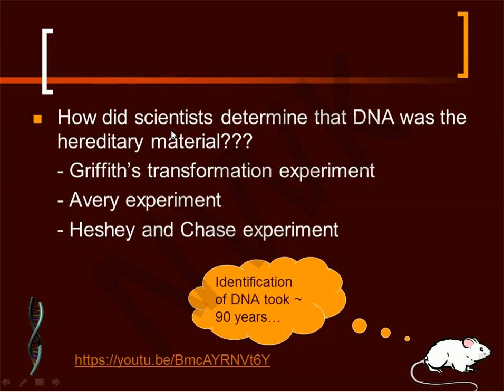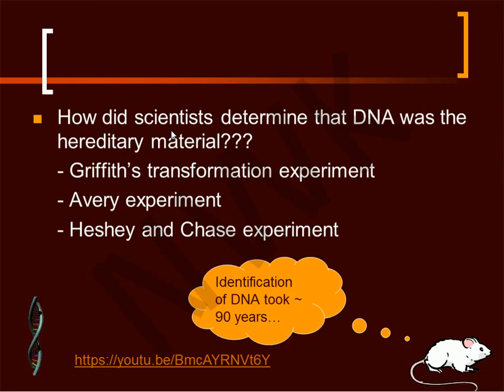In fact, a long time ago, scientists did not know what the heredity material was, or what the genetic material was that determines the characteristics of the cell. So a few scientists did a lot of experiments, and from there they confirmed that DNA is the heredity material, because during that time there was a lot of argument.